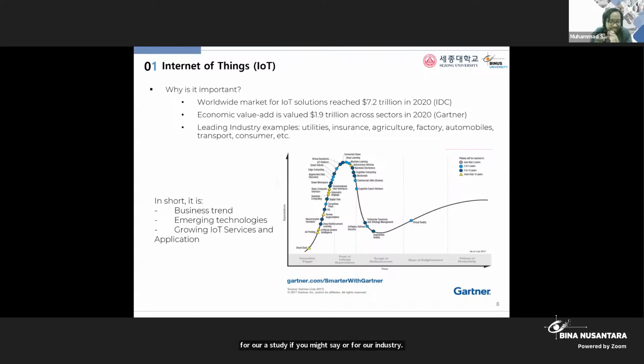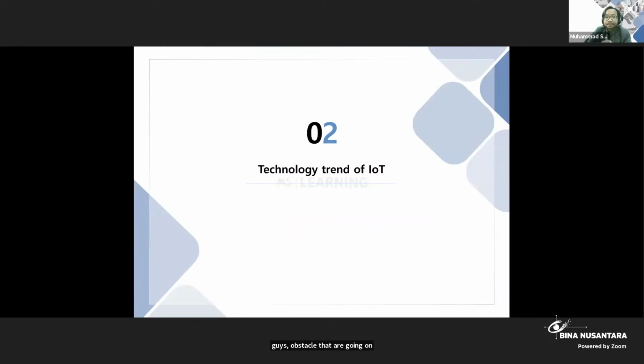And there will be a lot of opportunities if we can understand IoT, and if we can also understand what IoT can be used to solve, the current limitations of industry, or the current obstacles that are going on in many industries.